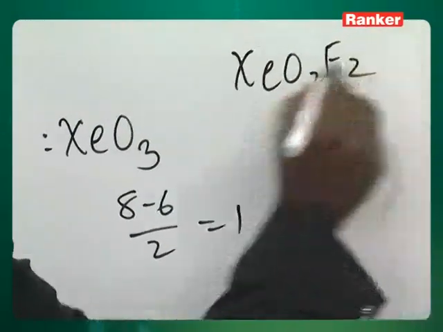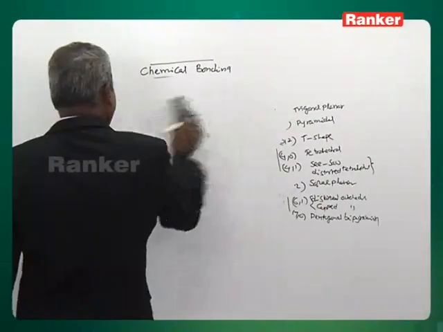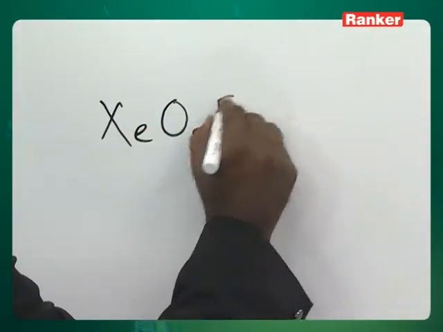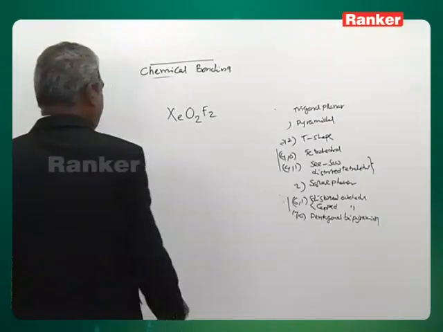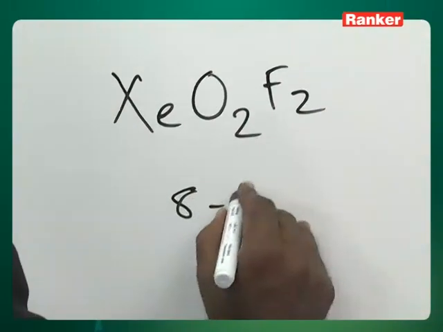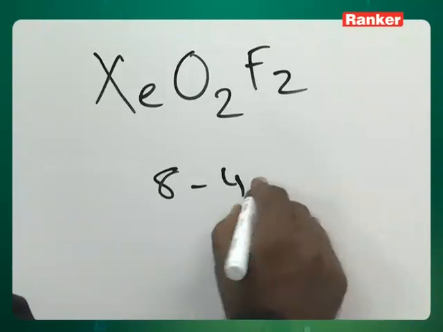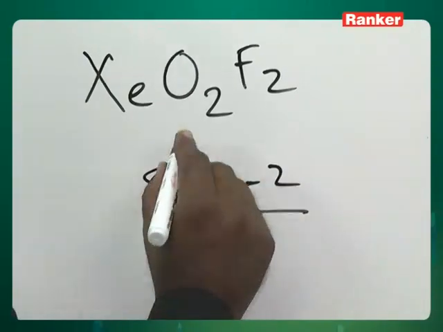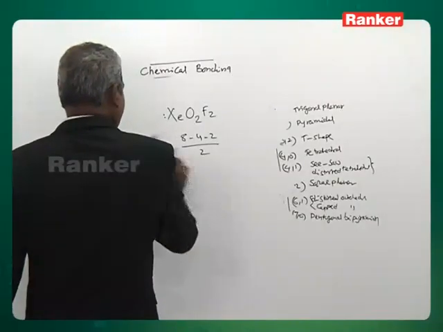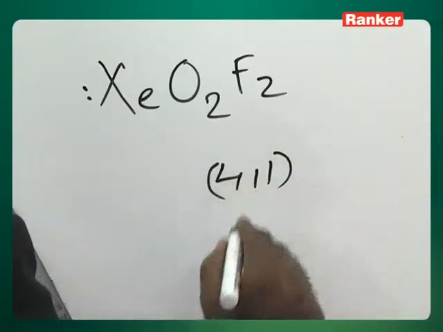XeO2F2. The shape of XeO2F2. Question given in IIT 2012. How to find out? First the lone pairs. First things first, 8 minus 4. What is this 4? 4 electrons are used by oxygen. 8 minus 4 minus 2 by 2. There is one lone pair. Total number of atoms, how many? 2 oxygens, 2 fluorines. So it is 4, 1. 4 bond pairs, 1 lone pair.